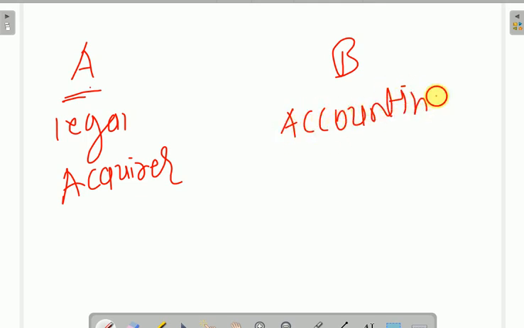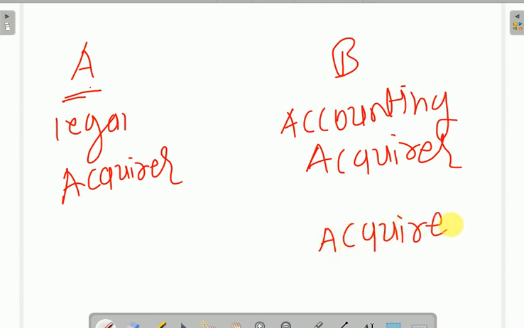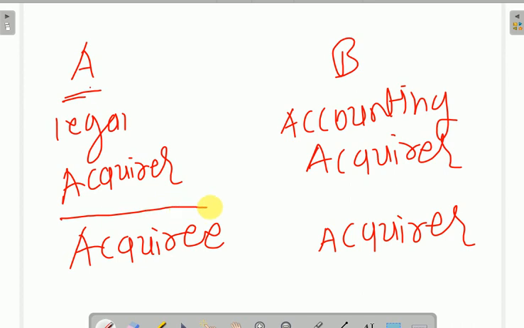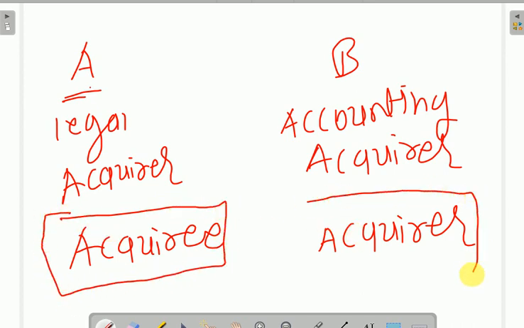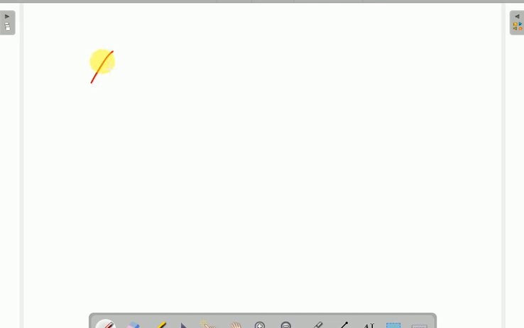B will consolidate its books with A's books, accounting acquirer. That means here one principle is that B is the acquirer, and for accounting purpose, we are dealing with financial reporting. So B is the acquirer and A is the acquiree from the accounting point of view. This you need to keep in mind. Legally, B is the acquiree, but from the accounting point of view, B is the acquirer. So the point is here, B will consolidate its books of account with A's books of account. So what will happen, we will do line by line consolidation.